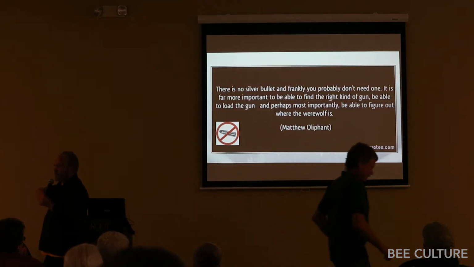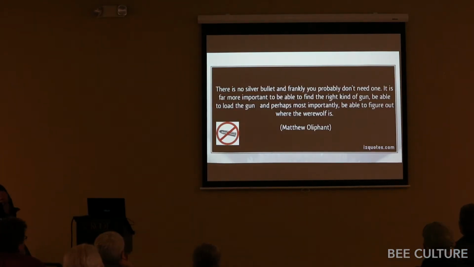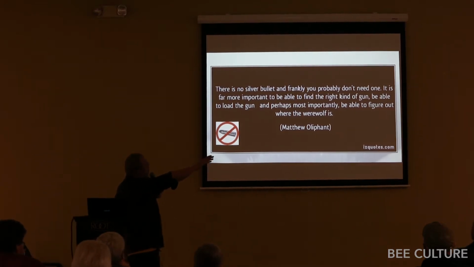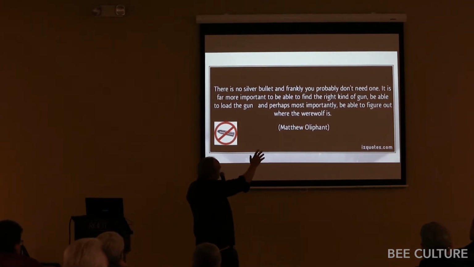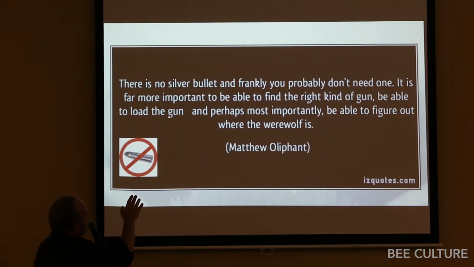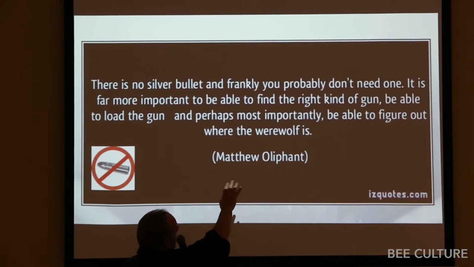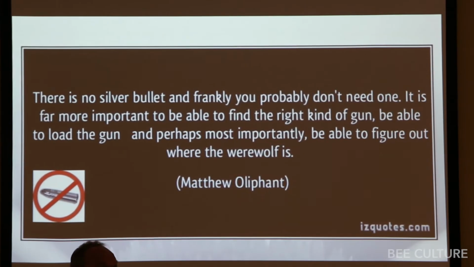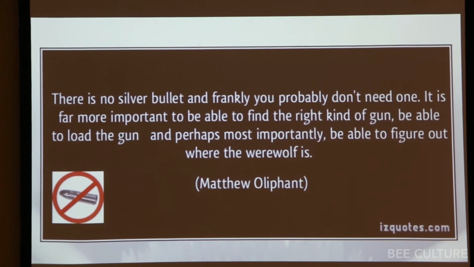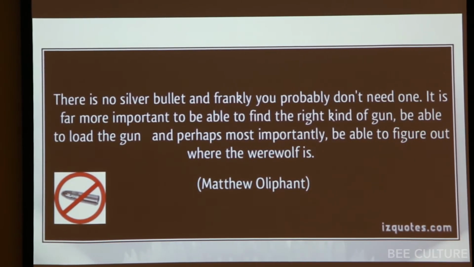So we've gone through 3 phases. We're entering the 3rd period here, the final period. And we've talked about how there's no silver bullet, but we probably don't need one. But it's important that we're able to find the right kind of gun, be able to load the gun, and perhaps, most importantly, able to figure out where the werewolf is. So you spend a lot of time trying to figure out where the werewolf is and understanding its behavior. And so now we're going to talk more precisely and concretely about what tools we have to control the mites.